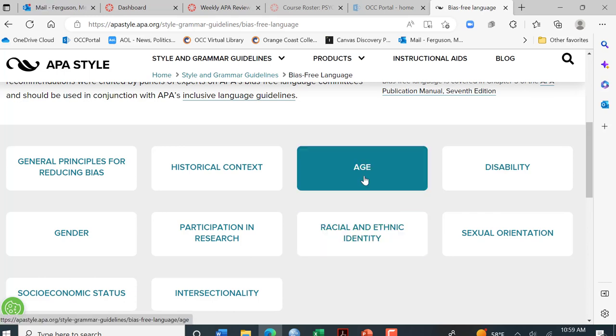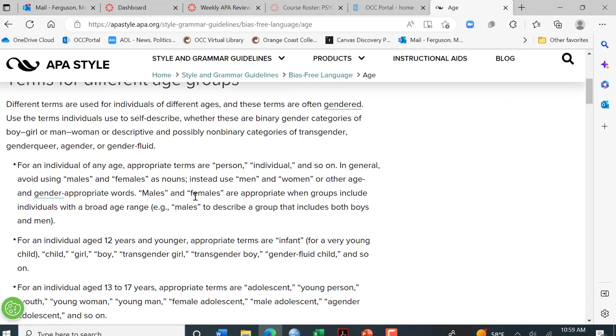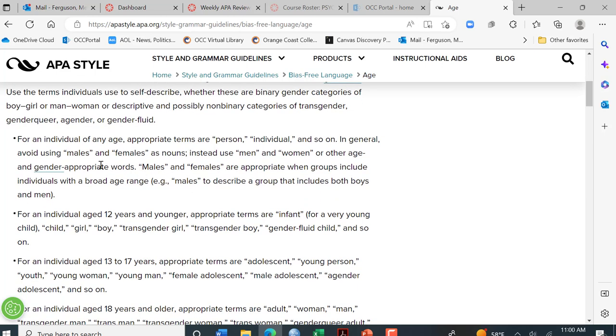So a couple that'll be very relevant to most likely your own articles that you read and then are going to write about, as well as your own study, is age. The idea is there are different terms for different age groups. So person, individual, that's relevant for somebody of any age. Participant, those can refer to anybody. But males and females would be broad. That could be somebody of any age, right? Whereas men and women would be somebody who is an adult.